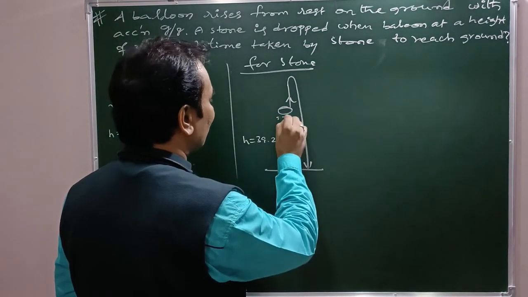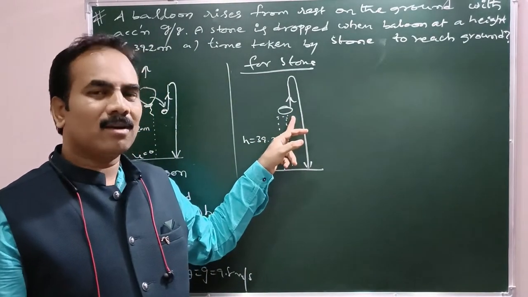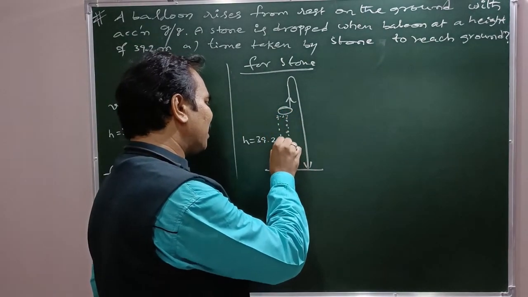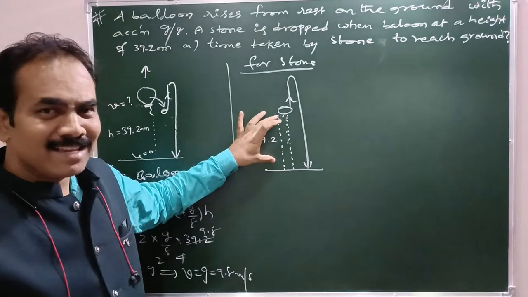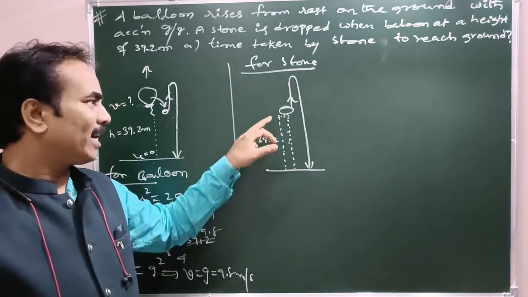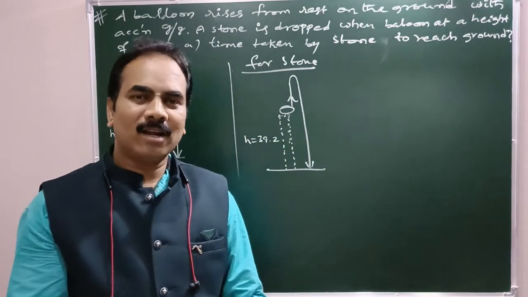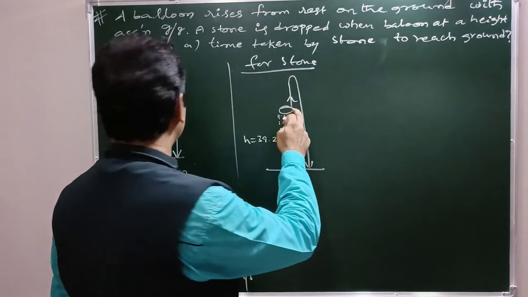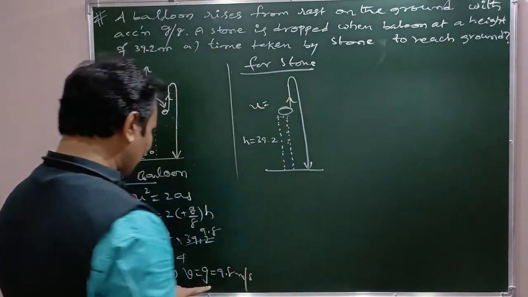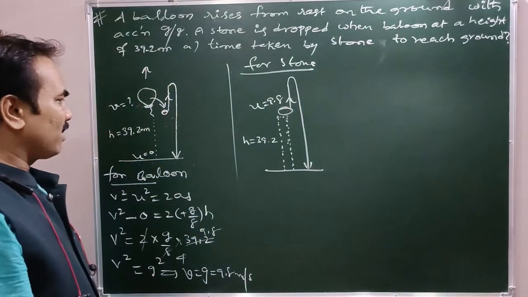virtual tower, right? So the case is equivalent to body projected vertical upwards from top of the tower. So same case. So previous relations are valid here. See, here nothing is there, but imagine the presence of virtual tower of height 39.2. Now the case becomes identical to body projected vertical upwards from the top of tower, right? So here what is the velocity? V becomes U for the stone. So here is what U. U means what? 9.8 meter per second, right? 9.8 meter per second.